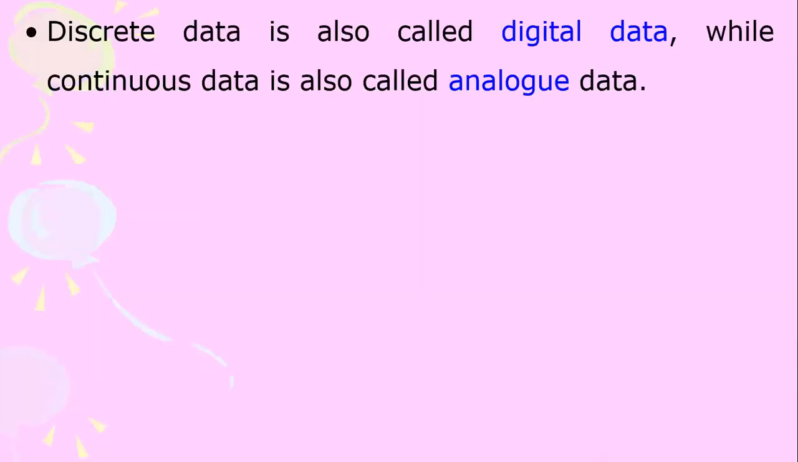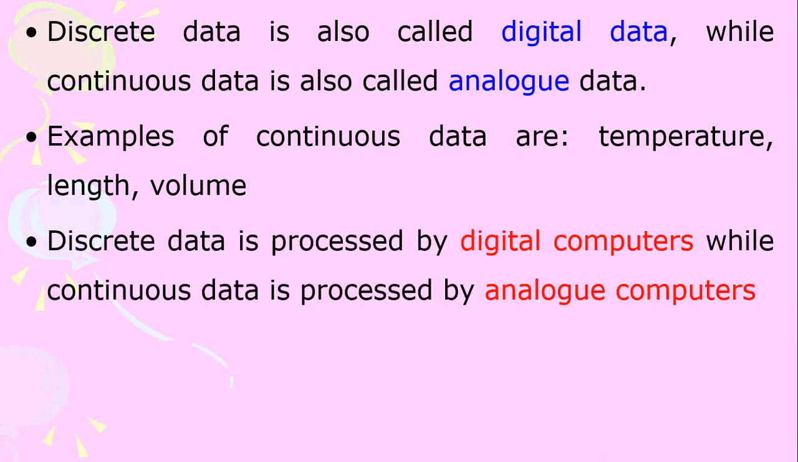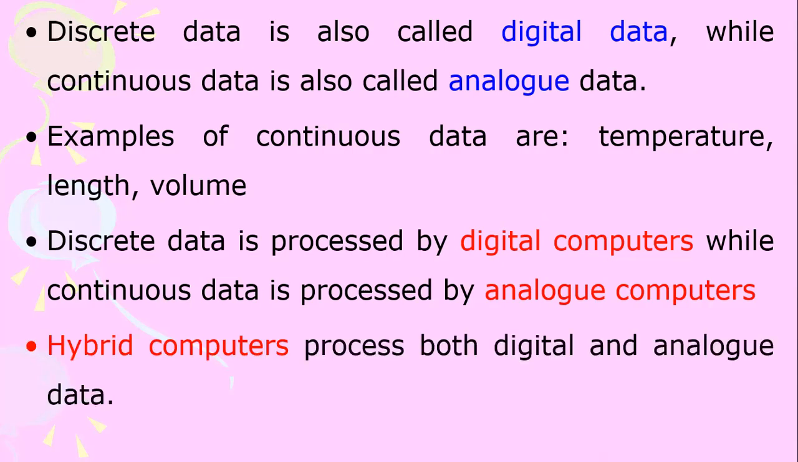Discrete data is also called digital data, while continuous data is also called analog data. Examples of continuous data are temperature, length, volume, amongst the others. And discrete data is processed by digital computers, while continuous data is processed by analog computers. However, hybrid computers process both digital and analog data.